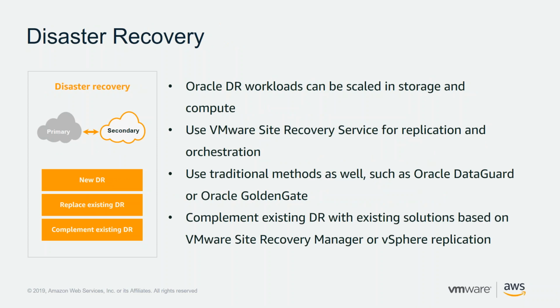The second use case is disaster recovery. You can use VMware Cloud on AWS as your disaster recovery site for your on-premises data center. Oracle workloads like a physical standby can run on VMware Cloud on AWS, replicating from your primary database on-premises. VMware Cloud on AWS can easily scale in terms of storage and compute.